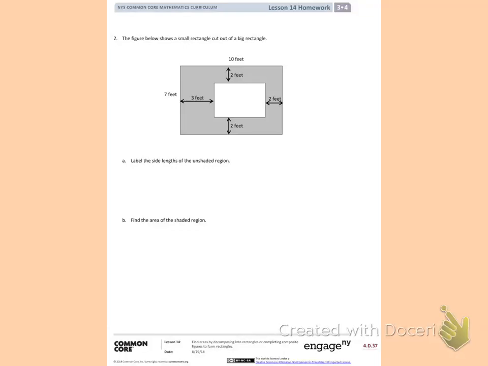Module 4, Lesson 14's objective is to find areas by decomposing into rectangles and completing composite figures to form rectangles. Item 2. The figure below shows a small rectangle cut out of a big rectangle. Item A. Label the side lengths of the unshaded region. I'll go ahead and circle this unshaded.